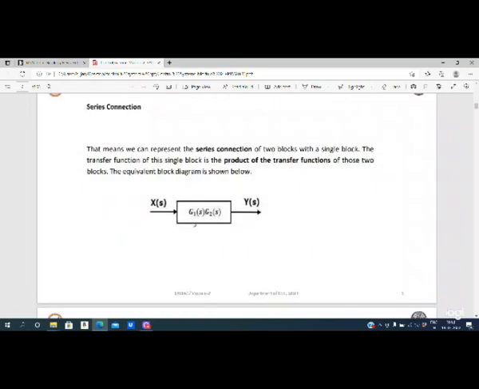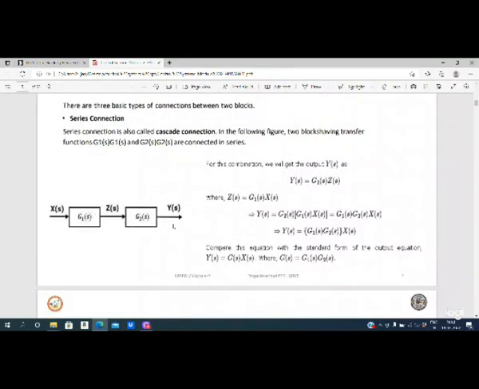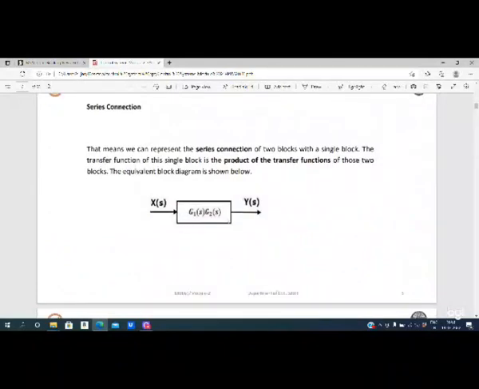So series combination, what is that series combination? If two blocks are in series, you can make it a single block, that is G1(s) into G2(s). Here you have two blocks in series and we make that into a single block. So input is same and output is same. That means we can represent the series connection of two blocks with a single block. The transfer function of this single block is the product of the transfer functions of those two blocks. Okay, as I told earlier, it's a product of two blocks which are connected in series. That will make you a single block.